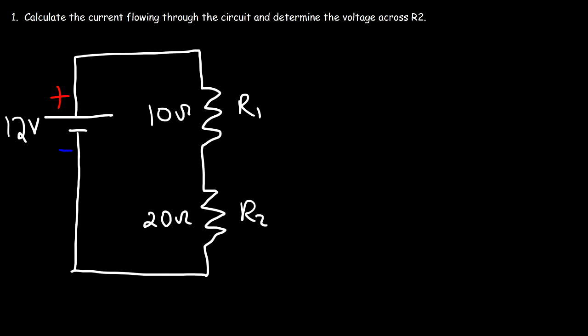In this video, we're going to talk about the voltage divider circuit. So here's an example, and our goal is to calculate the current flowing through the circuit and determine the voltage across R2.